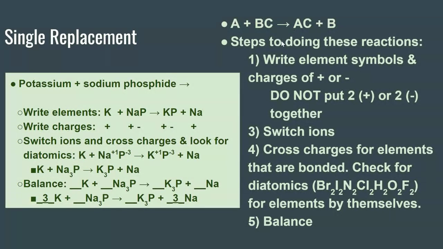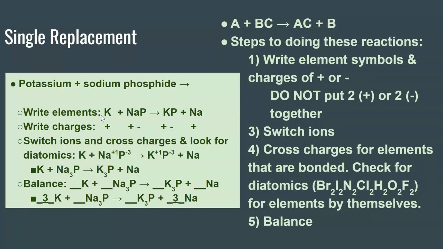Then notice that when you do the swapping, you are always going to put a positive with a negative. You will not put 2 positives or 2 negatives together. So you're going to switch the ions, never putting 2 positives or 2 negatives together. You will always put a positive with a negative, a cation with an anion. Once you have crossed the charges for the elements that are bonded and checked for diatomic molecules, you will then be able to balance the equation.